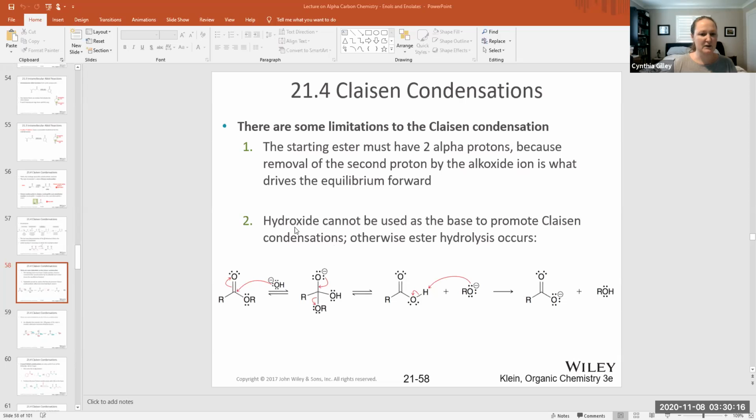The second limitation is we cannot use hydroxide as the base, because if we use hydroxide as the base, it will do a basic hydrolysis of the ester, yielding the carboxylate, which is not what we're trying to do. We do not want to hydrolyze the ester in this reaction. So we saw this basic hydrolysis of the ester in the last chapter, right? And this would be an undesired reaction. We do not want to hydrolyze the ester.